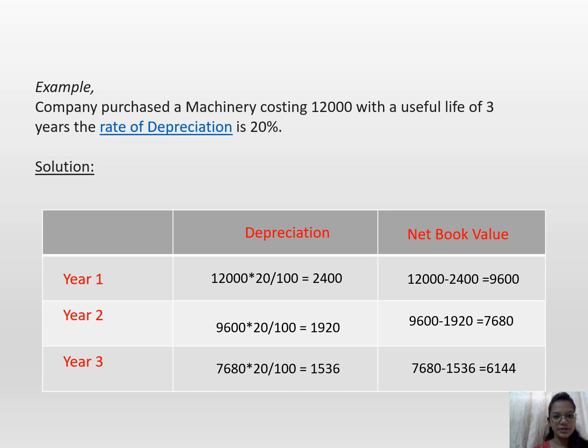Example: a company purchases machinery costing 12,000 with a useful life of 3 years. The rate of depreciation is 20%. Solution, first year: 12,000 into 20 upon 100 equals 2,400. Depreciation value is 2,400. 12,000 minus 2,400 equals 9,600. Second year: 9,600 into 20 upon 100 equals 1,920. 9,600 minus 1,920 equals 7,680. Third year: 7,680 into 20 upon 100 equals 1,536. 7,680 minus 1,536 equals 6,144.